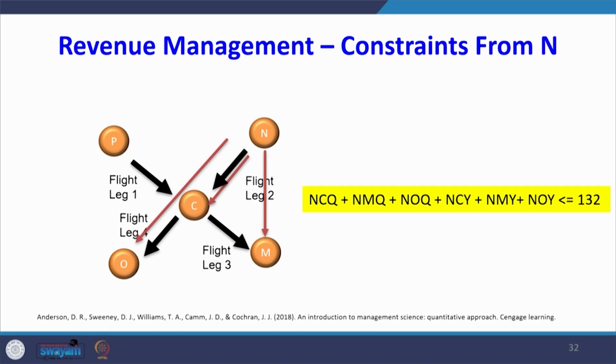with the other flight that starts from Newark, there are different possibilities, for example NC: NCY, NCQ. Then NO, in which there will be NOQ, NOY. Then NM, NMQ, NMY. When we add these numbers of seats, that also should not exceed 132.